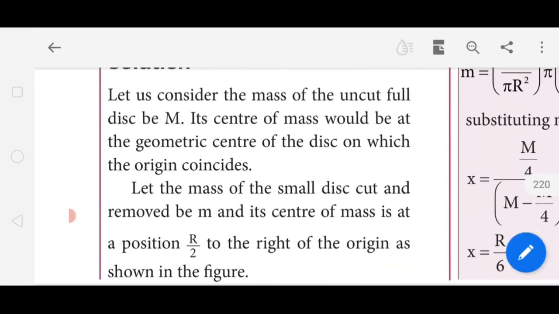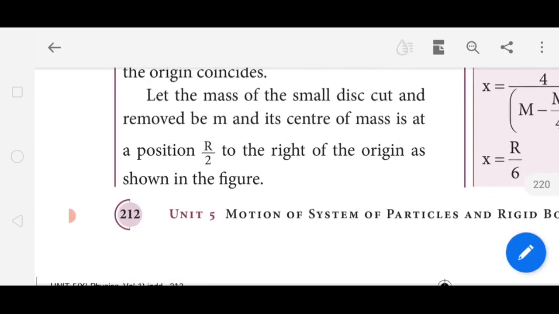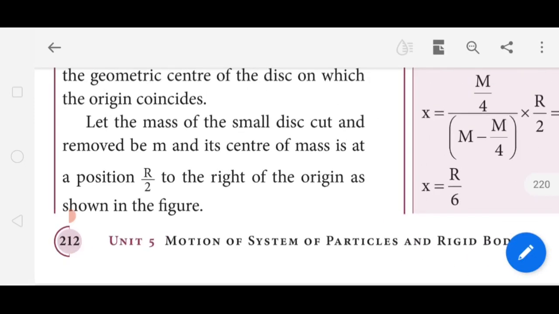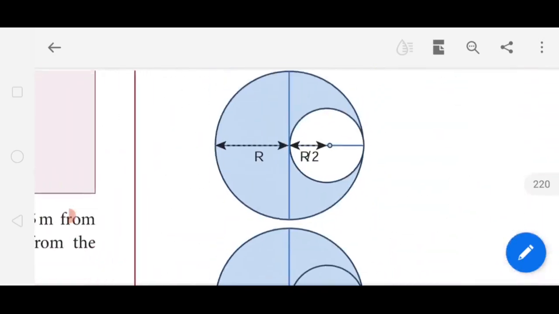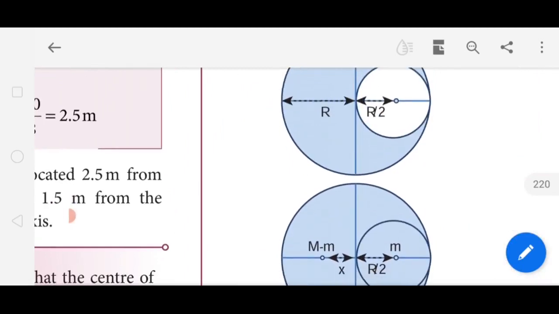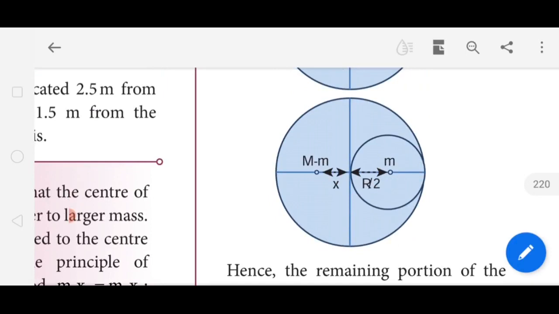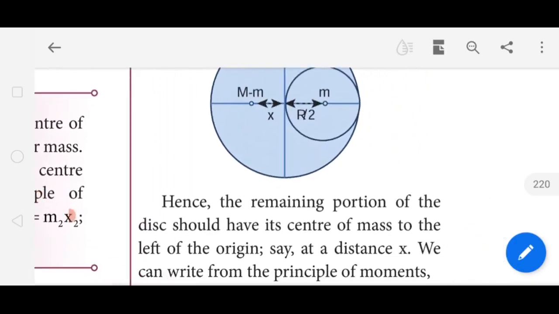Now we are taking the mass of the uncut full disk as M, and the center of mass could be at the geometric center of the disk, on which the origin coincides. Let the mass of the small disk cut and removed be m, and its center of mass is taken at the position r by 2 to the right of the origin as shown in the diagram. See the diagram, that will be given very clearly. Okay, so what is r and r by 2, and where they are taking that r by 2, and which is the full M, everything will be clearly given in the diagram.